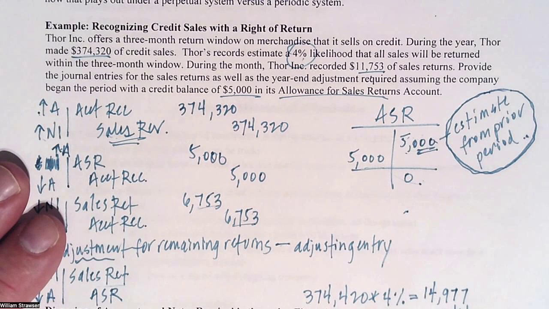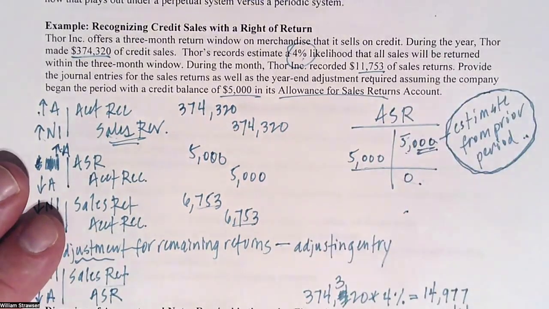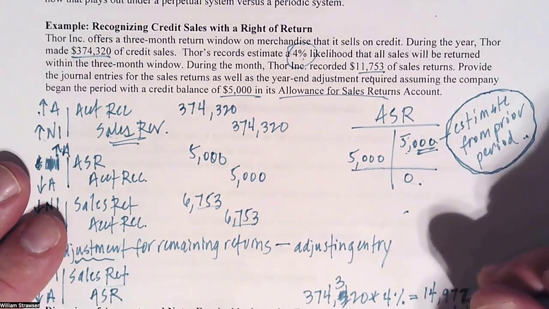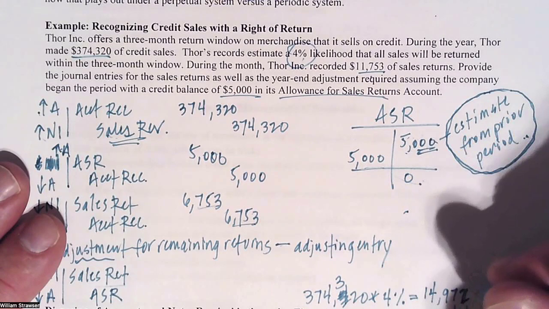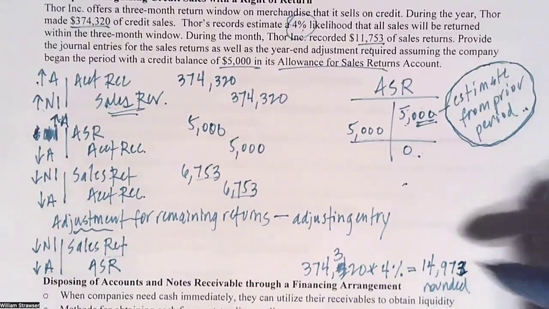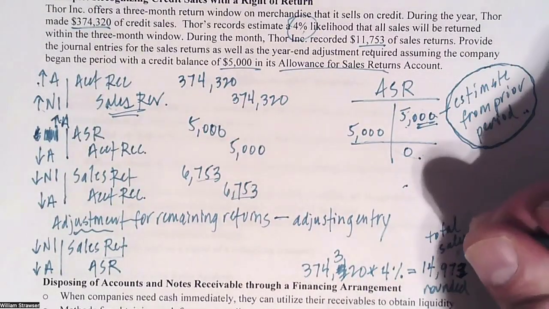Oops. I made a slight error. 374,320. Not 420. So that's $14,972.3 if we round. Okay. So that's my rounded amount of total sales returns from this period sales.